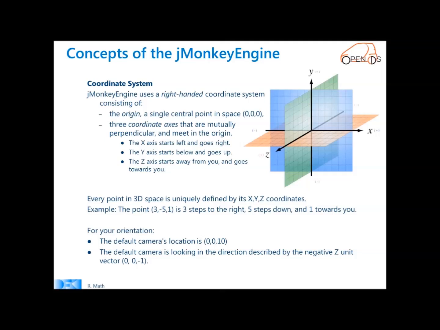So in JMonkey engine, we have a right-handed coordinate system. As I mentioned before, the x-axis is oriented from left to right. So values are getting bigger the more you get to the right. The y-axis starts below and goes up. So the higher something is placed, the larger is the y value, and the z-axis starts away from you and is going towards you.